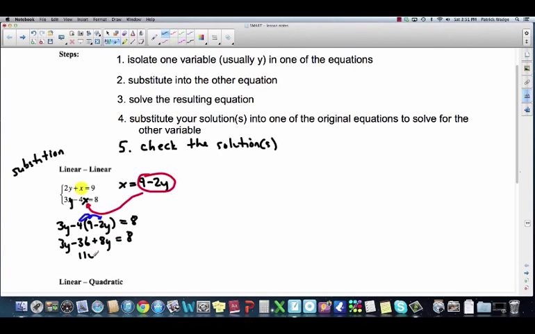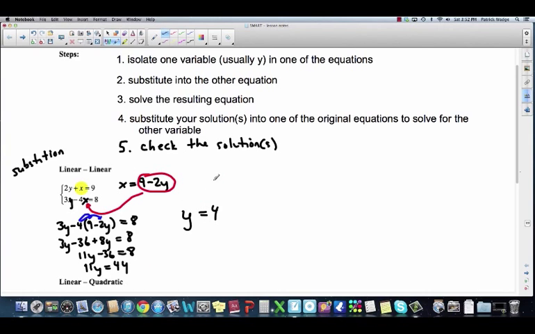You get 11y minus 36 equals 8. Add 36 to both sides, so we get 11y equals 44. Divide both sides by 11, we get y equals 4. Great, so we isolated the variable, that was this step. We substituted in, that was this step. We solved, that's what we just did.